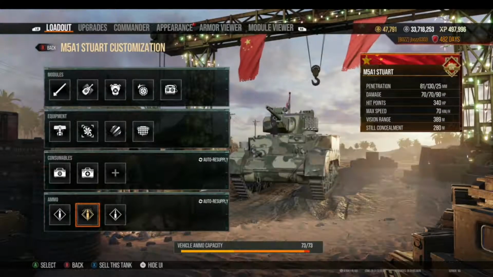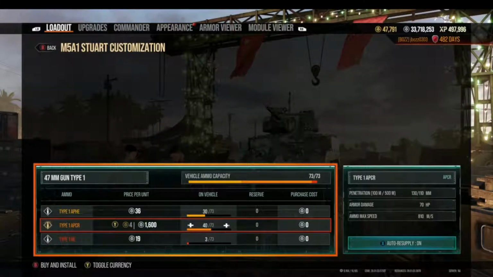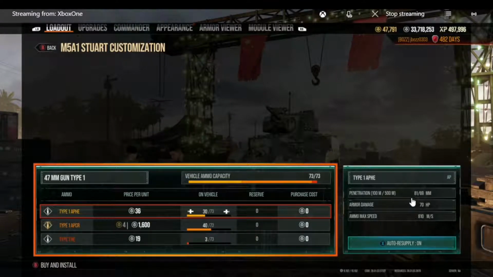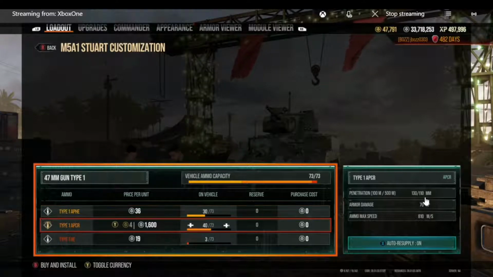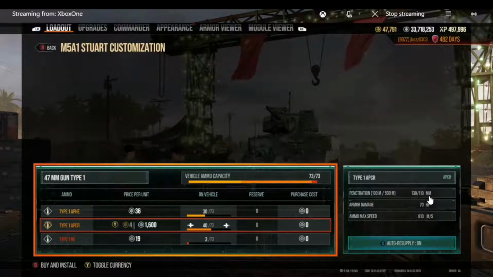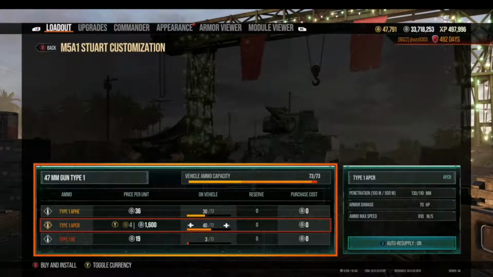So I'm going to go back to my tank. This has an APCR type here. And you can see when I select it here, the pin is 130 and 110. This is at 100 meters, and this is at 500 meters. Whereas if we look at our standard shells, it's only 81 and 69. Do you see that? It's a lot lower pin for standard shells than it is for APCR. So that's why you hear terms like spamming premium. A lot of people use premium shells just because it's always a little easier to pin tanks with premium shells.